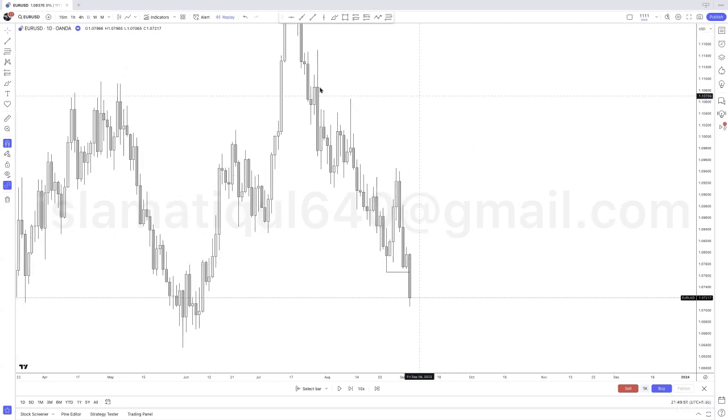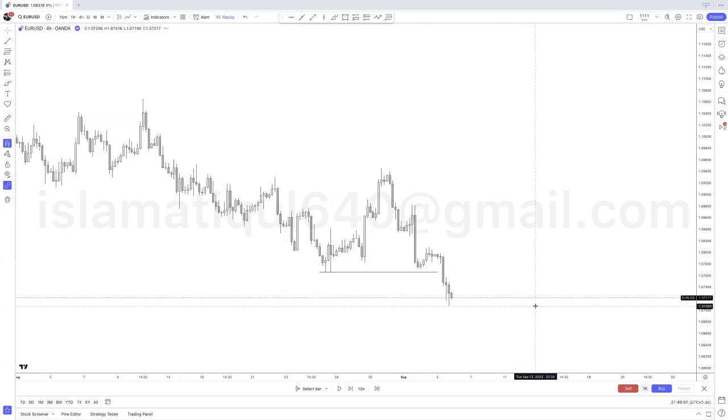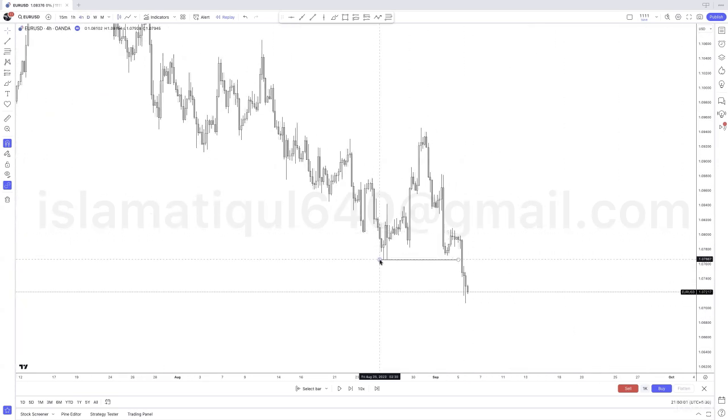Can you show the indicator name, bro? One of my friends sent it to me, bro, so I'll send it to you on Discord. Okay, I have the code, source code or something.